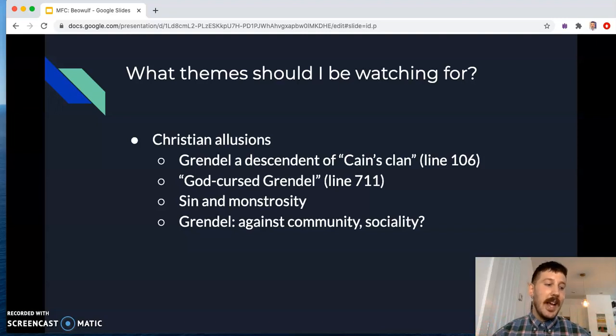He is portrayed as a kind of monster that lives in the sea, all part of this kind of Christian network of ideas being explored in this text. Furthermore, as Grendel attacks Hrothgar's kingdom and society, he seems kind of positioned against notions of community and sociality altogether. He doesn't want Hrothgar's people to gather together in the mead hall. He wants to silence the music and the poetry and the loud noises there. All of this seems to be part of the Christian commentary of this text.